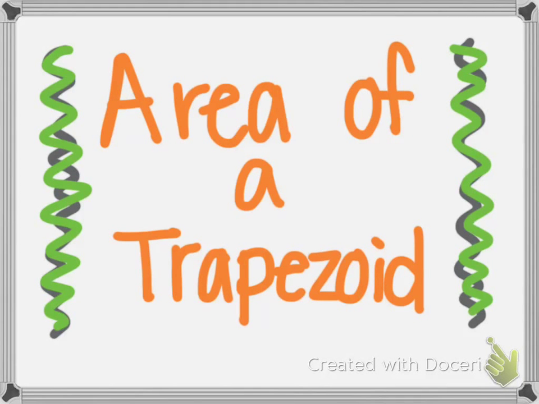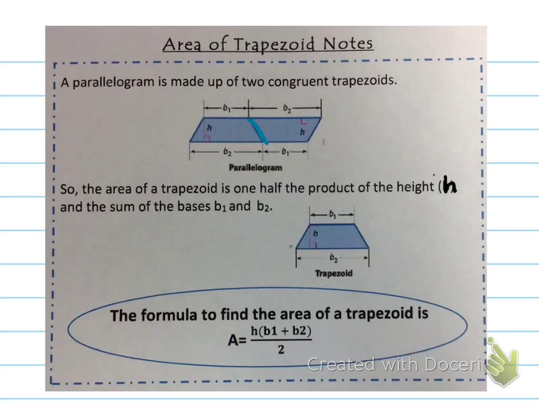Today we are going to learn how to find the area of a trapezoid. A parallelogram is made up of two congruent trapezoids. So if I draw this line directly in the middle of a parallelogram at a diagonal, I just form two trapezoids. So the area of a trapezoid is 1/2 the product of the height h and the sum of the bases b1 and b2. In a trapezoid, we do have two bases.